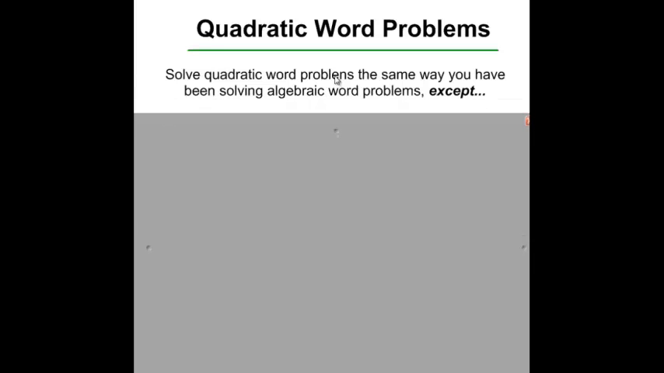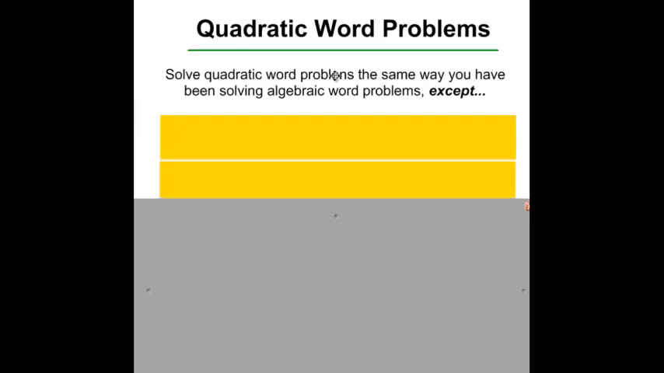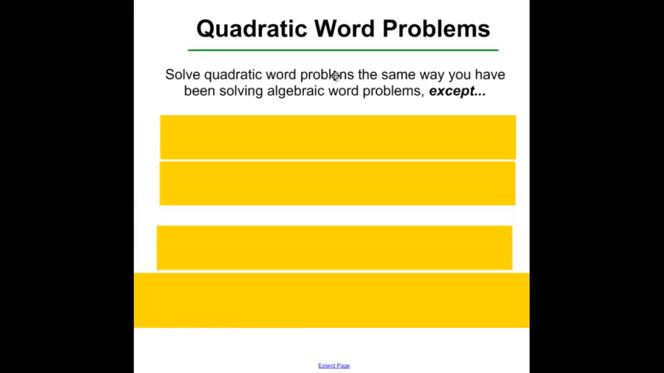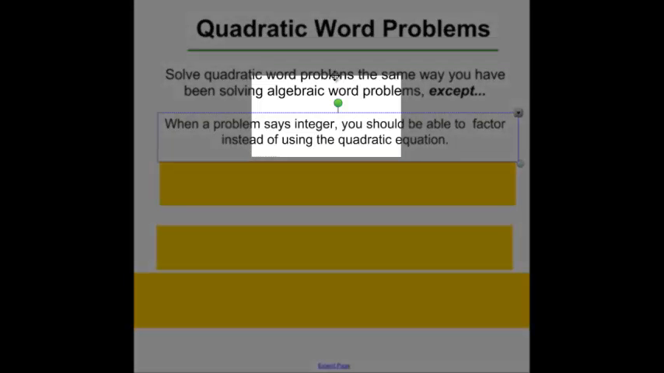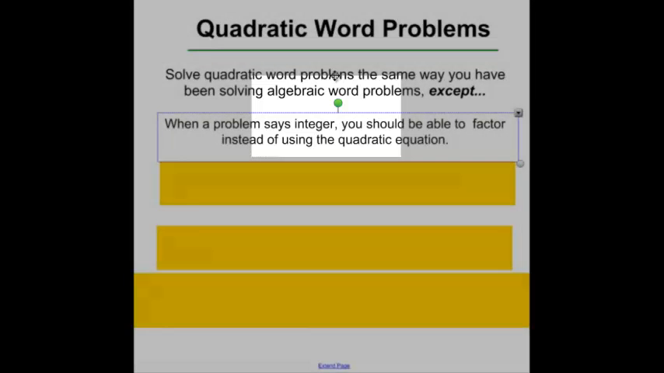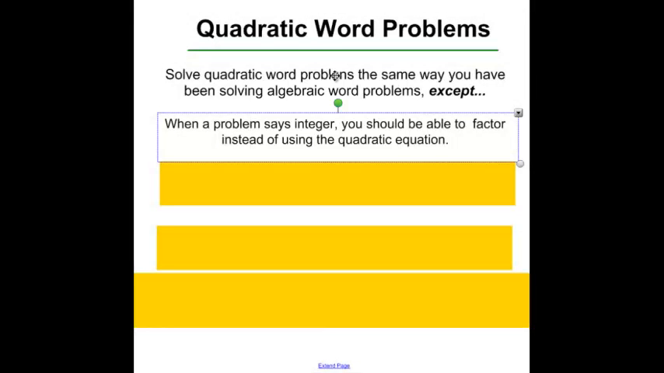Quadratic word problems. We're basically going to solve them the same way we've been solving algebraic word problems, and you've done some of those with Pythagorean theorem in our last unit. So basically, to solve a quadratic word problem, I do have a couple tips for you. When it says integer, you really have to pay attention to what the question is asking for. You get a lot of clues on what your answer should look like from the question.